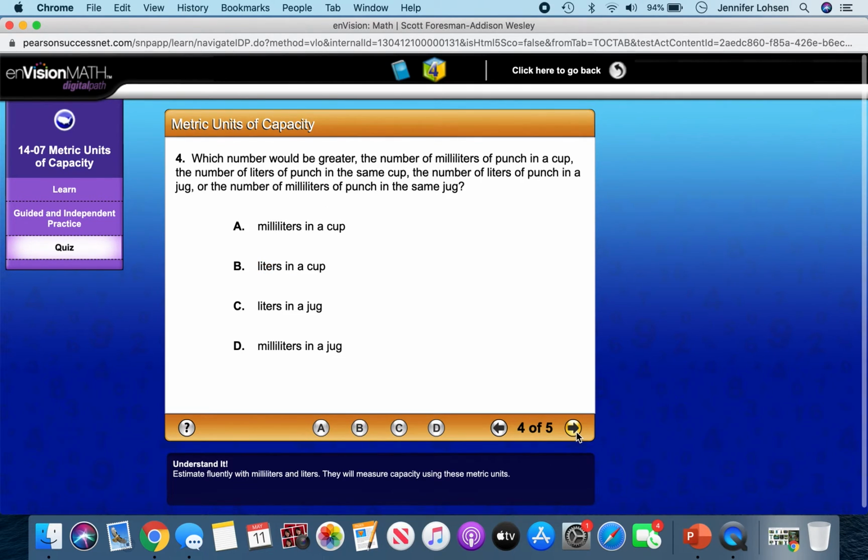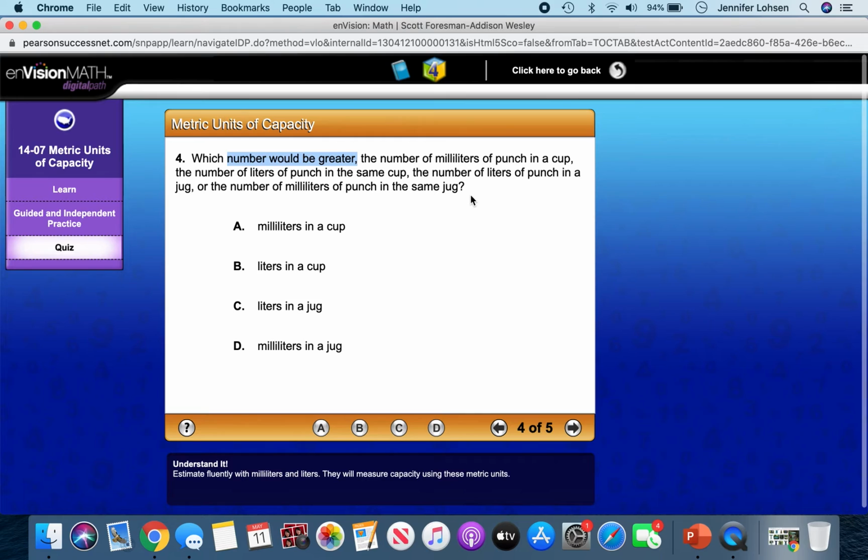Number 4 says, which number would be greater? The number of milliliters of punch in a cup, the number of liters of punch in the same cup, the number of liters of punch in a jug, or the number of milliliters of punch in the same jug.